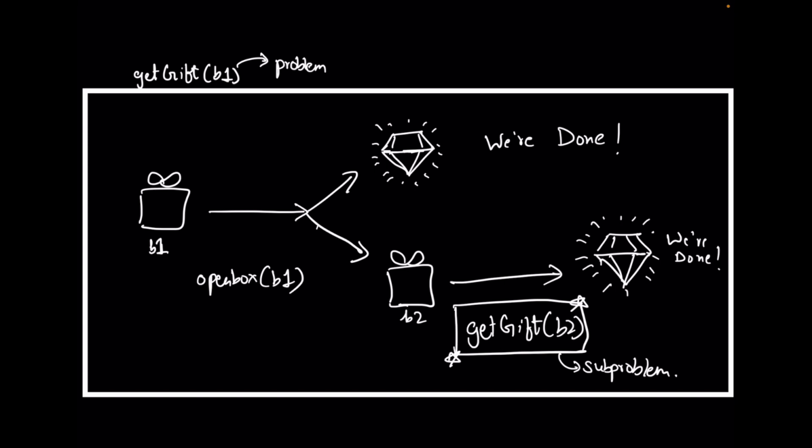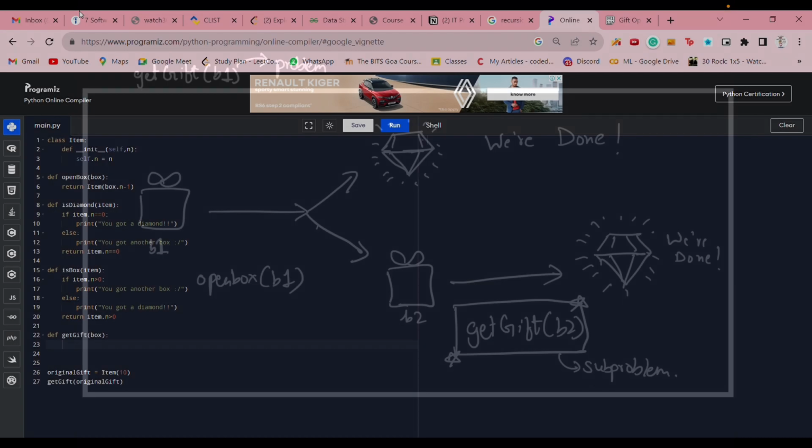So this is what recursion is. Recursion is a function call, like here, getGift b2, being called inside the same function, which is getGift, right? Usually with a smaller input, the smaller input here being b2, right? So that's all that we have about recursion. Now, to really drive this point home, we'll try to actually code this situation that we've given. So let's move on to doing that.